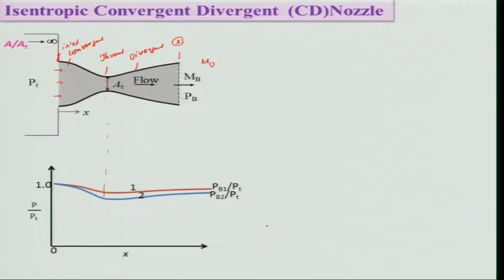So, if I go on decreasing this back pressure and reach a condition where the Mach number at the throat is equal to 1, that means the pressure is decreasing in the convergent portion, and then it is again increasing, right. So, in this condition, what is happening? The throat is choked, right. The throat is choked.